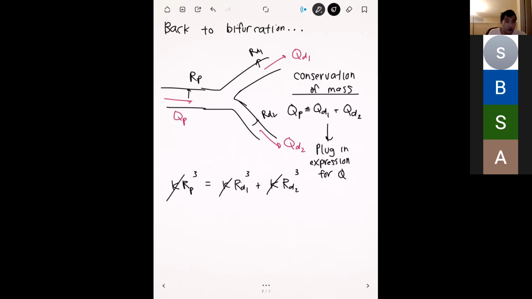And so what we get from this is the result of Murray's law. Murray's law says that if you have a vessel that's going to bifurcate or split into two, their radii are related by the following relationship. The radius of the parent vessel cubed is going to be equal to the sum of the daughter vessel radii cubed as well.